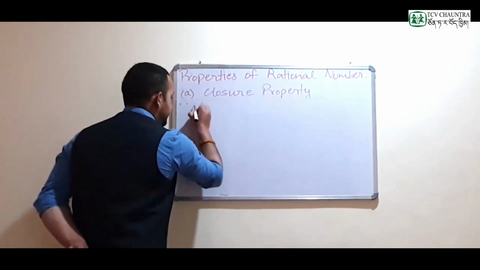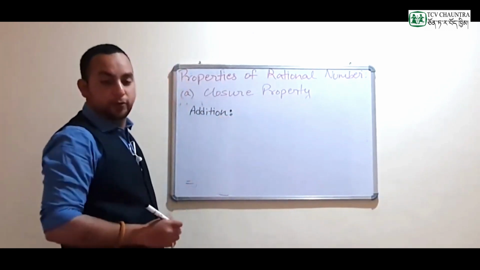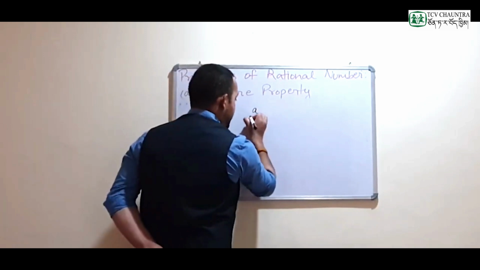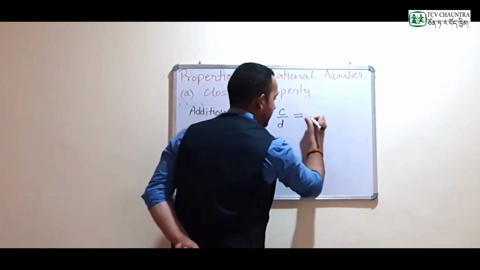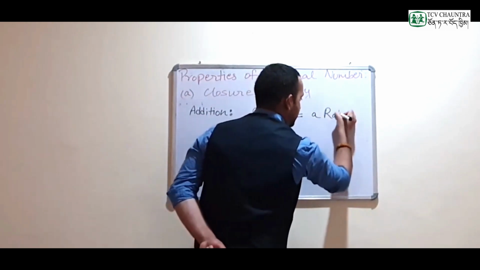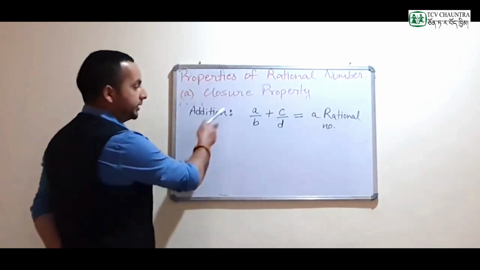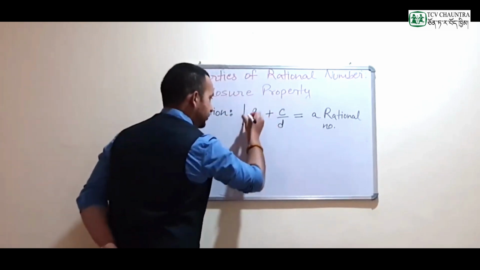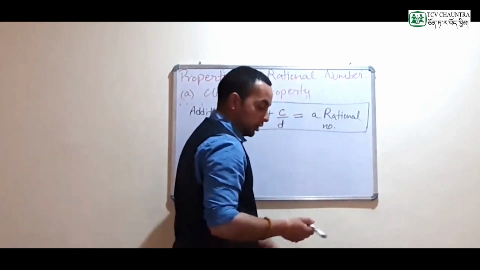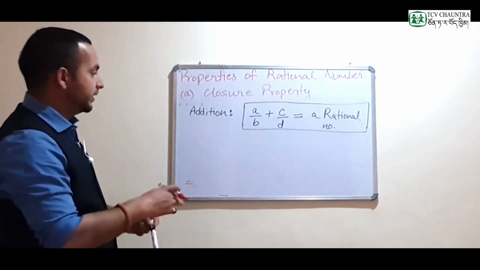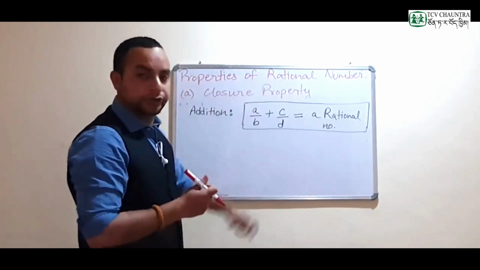First of all, we are going to check addition. The general formula is a upon b plus c upon d is equal to a rational number. This is the general formula. Now with the help of this general formula, we will take an example. We are going to check whether the addition of two rational numbers is always a rational number or not, with the help of the closure property.